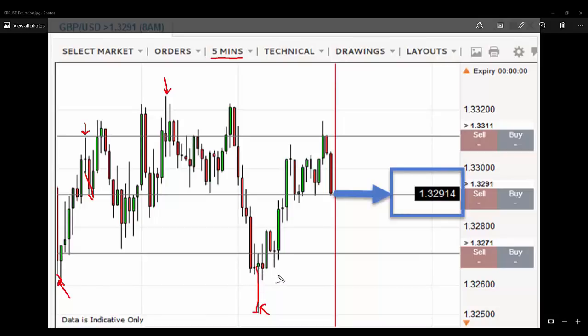And when this doji here forms, you see that the open is equal to the close. It goes up, it pulls back and closes in the upper percentile. This tells me it is probably a market reversal, not just a pullback, because it's a higher low, okay?